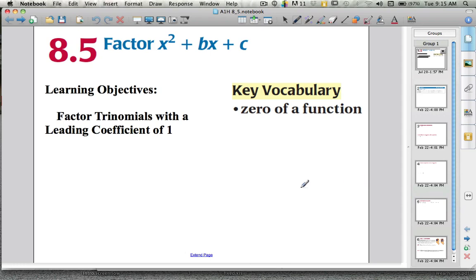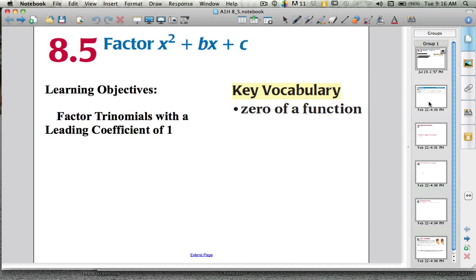In section 8.5, we're going to start working on factoring quadratic functions. And we're going to start with the easiest functions, and those are the functions with a leading coefficient of 1. So we're going to be working on factoring trinomials with a leading coefficient of 1. And our key vocabulary is, what is the zero of a function? So we're going to go through that as we proceed through.